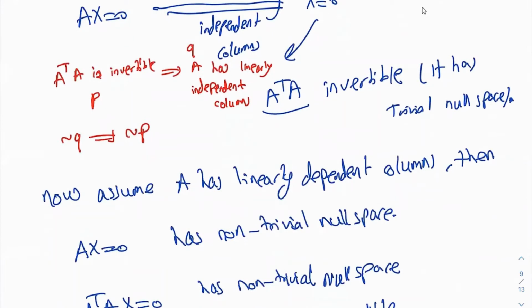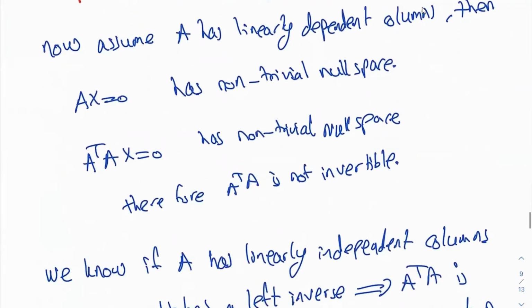Then AX equal to 0 has a non-trivial solution. It means that it has a solution besides X equal to 0, or a non-trivial null space. Then what I'm going to do is multiply AX equal to 0 from the left side by A transpose. So then I get A transpose AX equal to 0, right? For some X that is not 0.